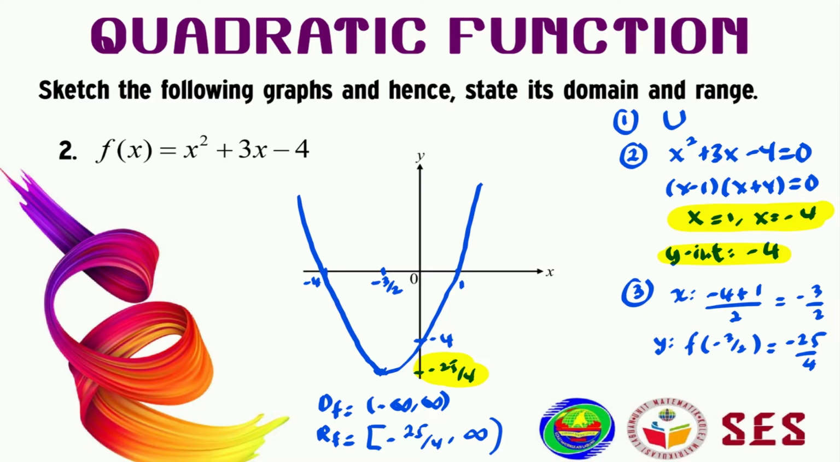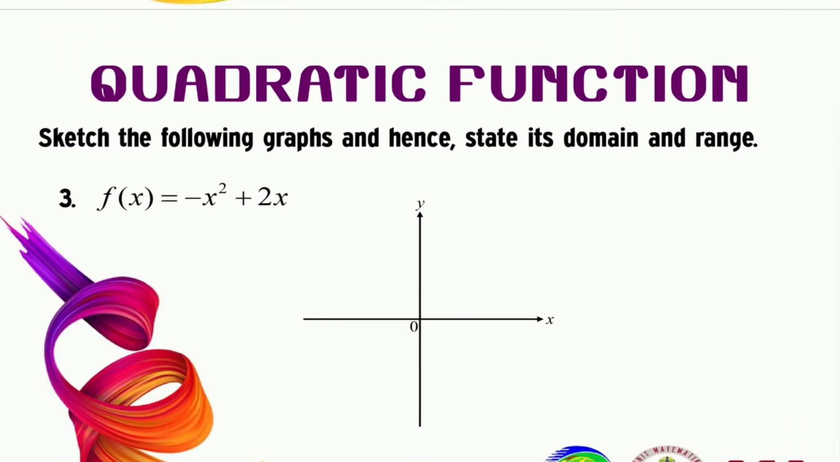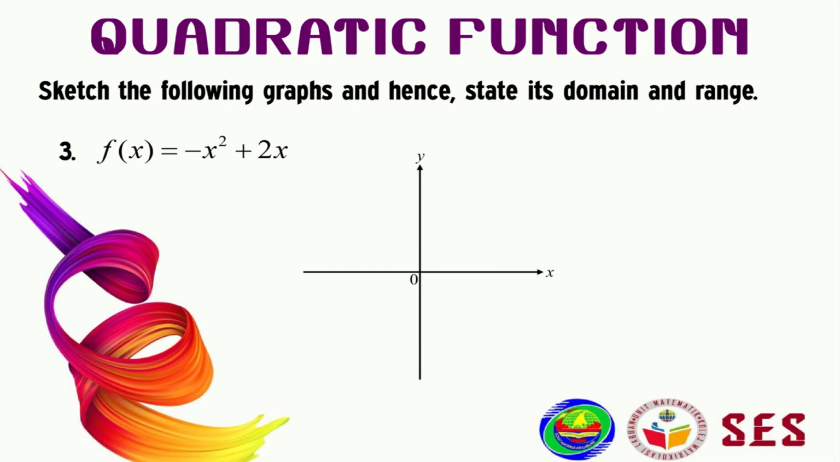Alright, so let us proceed with question number 3. Suppose that we have f(x) = -x² + 2x. Again, the first one is please look at the coefficient of our x². In this case, we have -x², which means we do have the frown shape for this one. And number 2 is the x-intercepts.